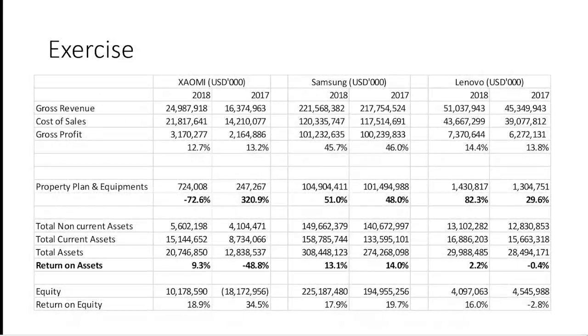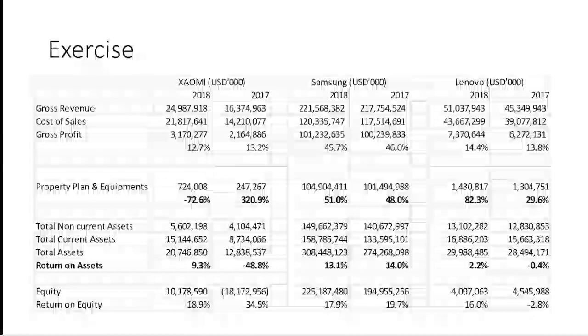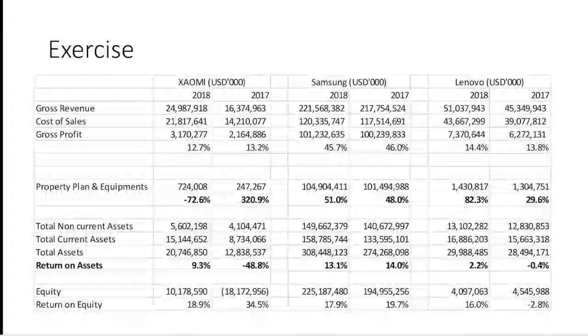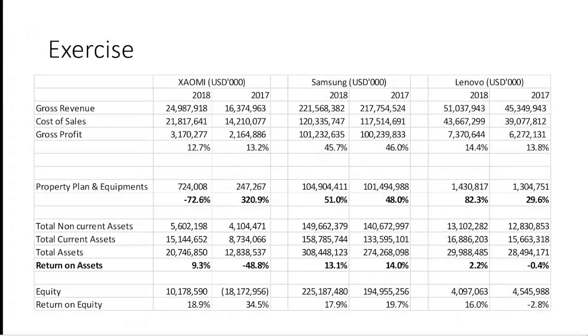So in this example, I have analyzed the three return ratios: return on assets, return on equity, and then we can see how the leverage affects the company, right? So here you can see that there are three companies: Xiaomi, Samsung, and Lenovo, for 2018 and 2017. So what we have done is we have looked at the profitability ratio. Xiaomi is at 12%, Samsung at 45%, Lenovo is at 14%.